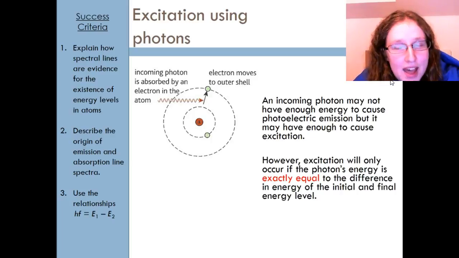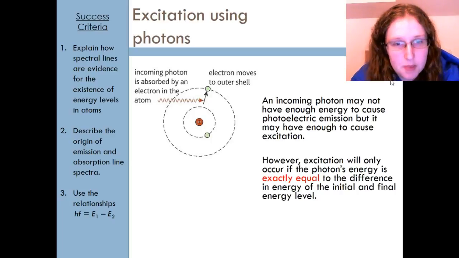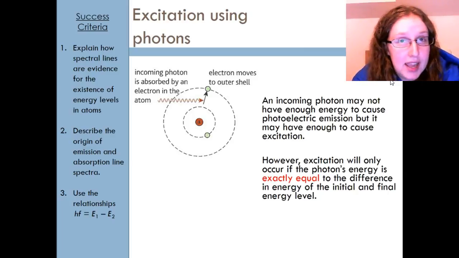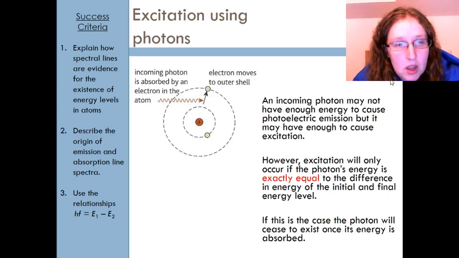But that excitation can only happen if the incoming photon's energy is exactly equal to the difference between the two energy levels that the electron needs to move between. If it's too much, it can't take it. Too little, it can't take it. It's all or nothing, and it has to be exactly the right amount for this to happen. If it does happen, then that photon ceases to exist because its energy has been absorbed.